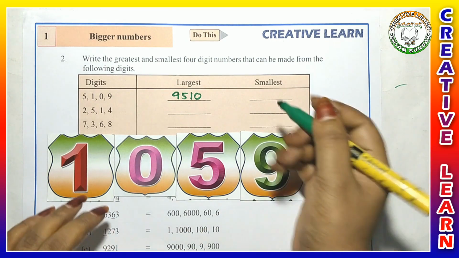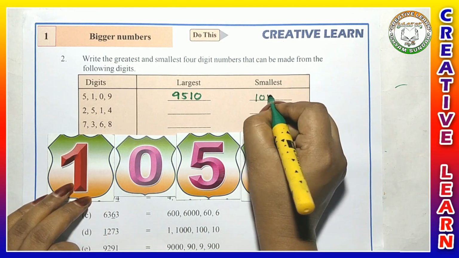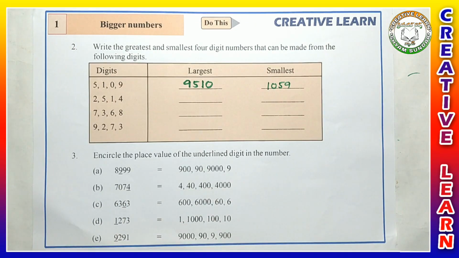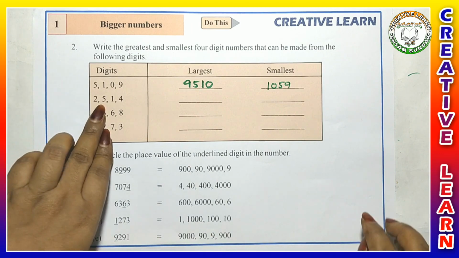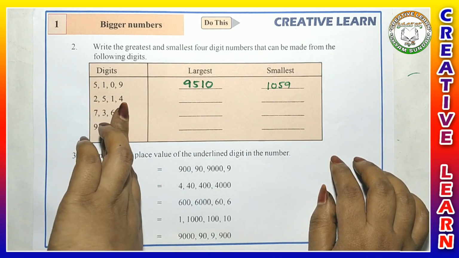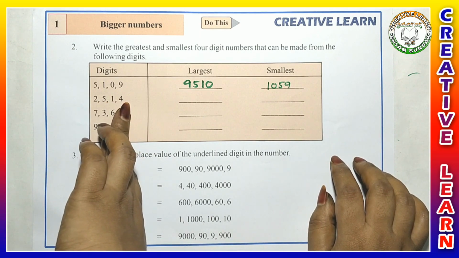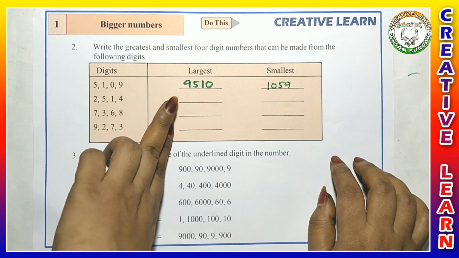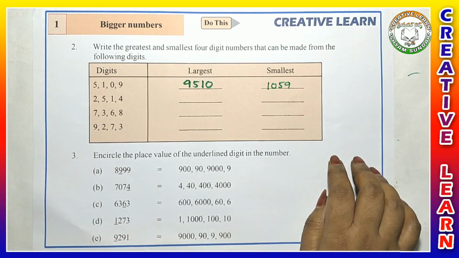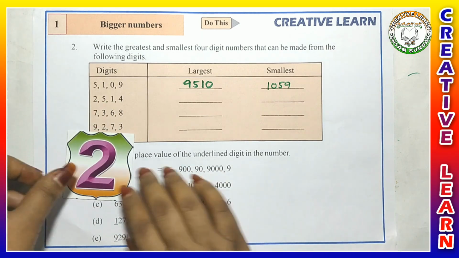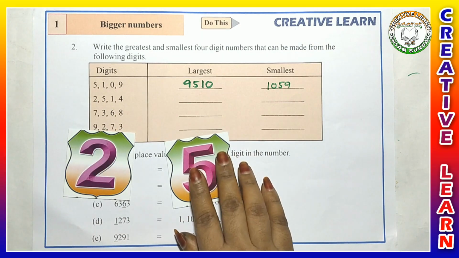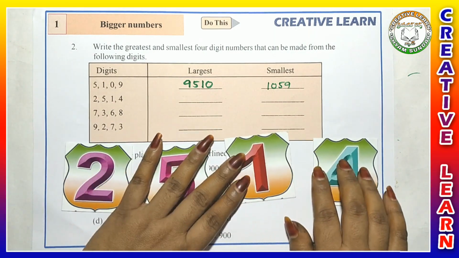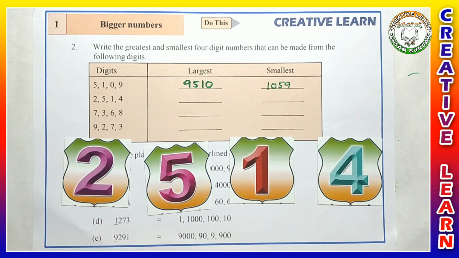Let's write here: 1059. Next number, 2514. What is the number? 2514. From this one we have to form the largest and smallest numbers. Which digits do we have to take? 2, 5, 1, 4. From this one we have to form the largest number.